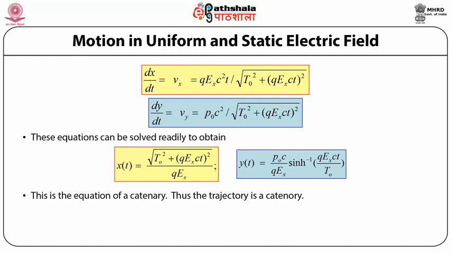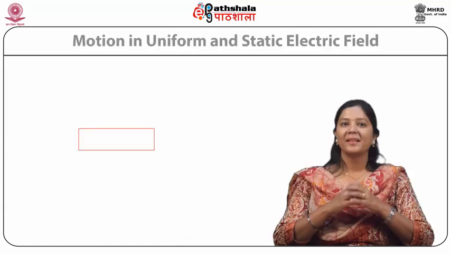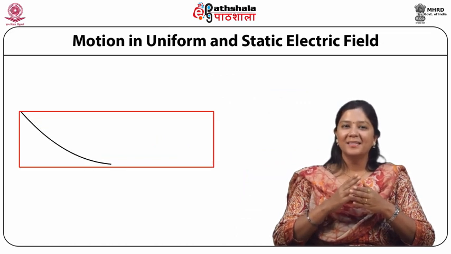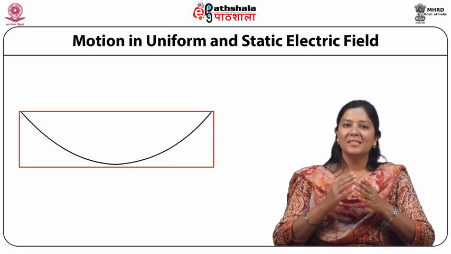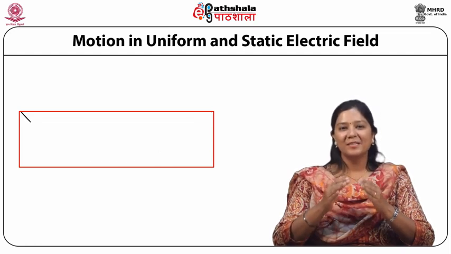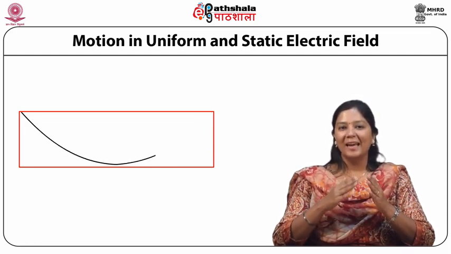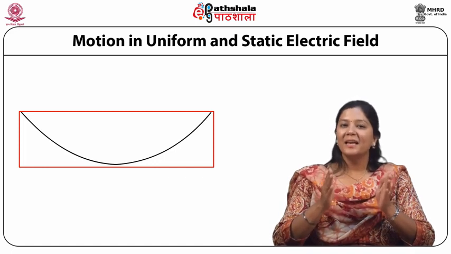On eliminating t from the two equations, we obtain x = (T naught / qEx) cosh of (qEx y / p naught c). In mathematics, this is the equation of a catenary. This is the shape taken by a uniform chain in gravity whose ends are fixed at the same height.